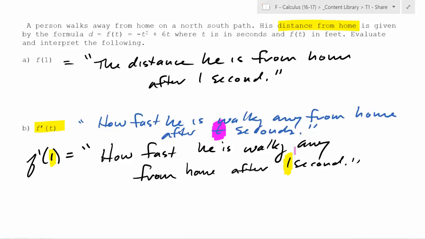So all f prime means is that. So can you tell me, based on the big hint I gave you, what is f prime of t? What's the function? Anybody want to raise their hand and tell me what f prime of t is? Raise your hand. Don't say it out loud.